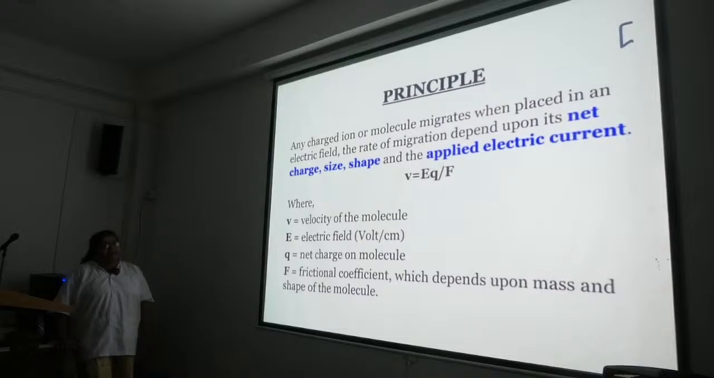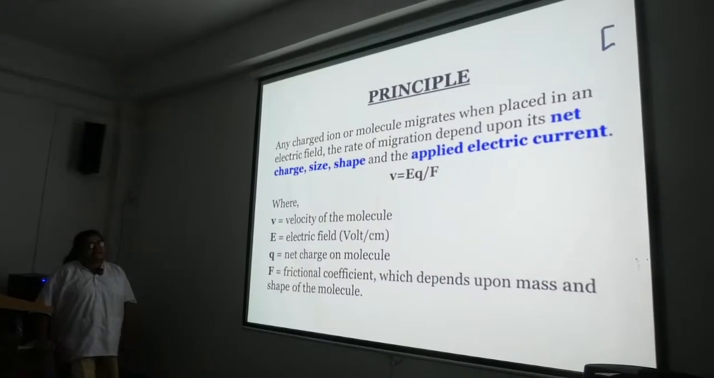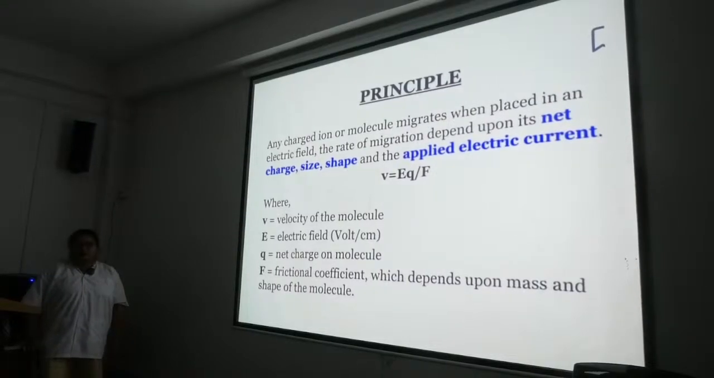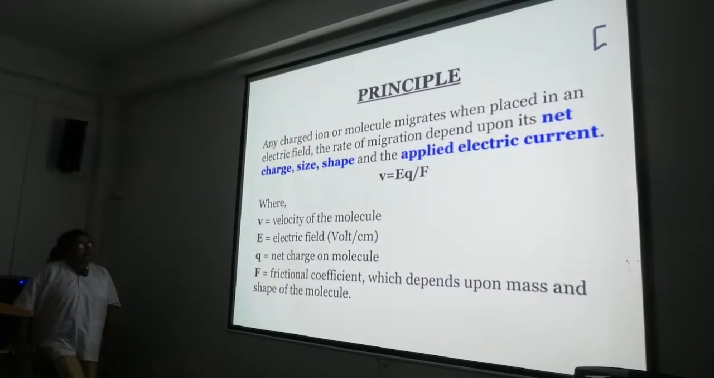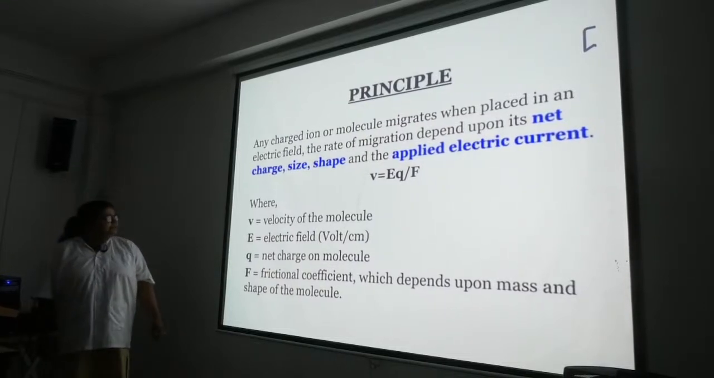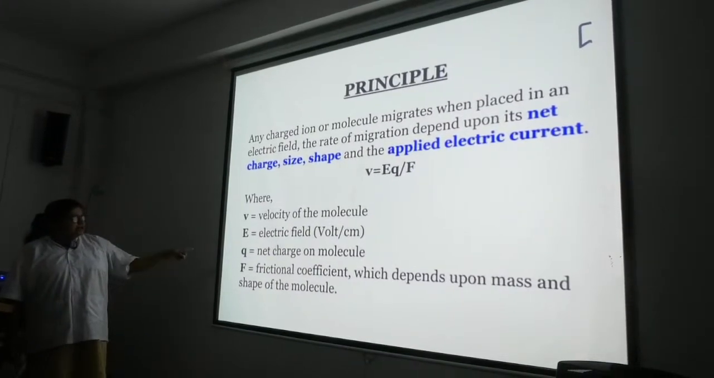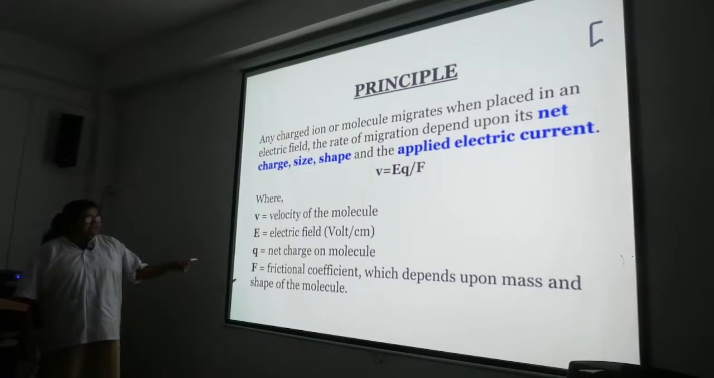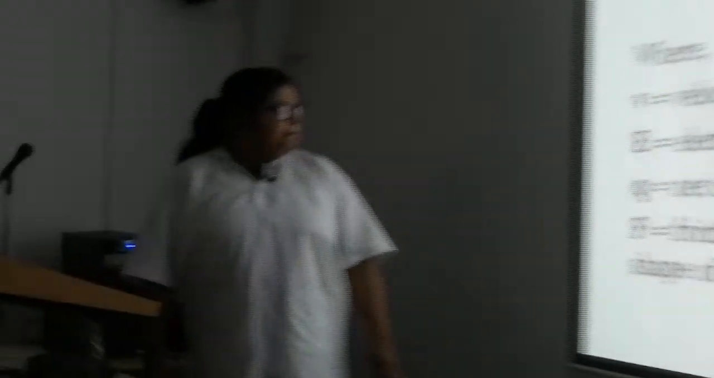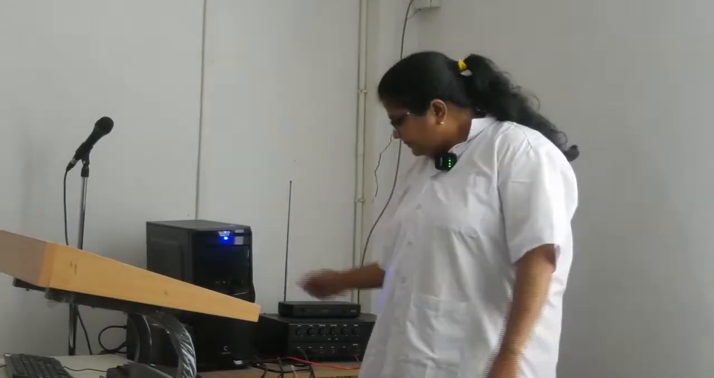The rate of migration depends upon the net charge, size, shape and the applied electric current. V equals EQ by F, where V is the velocity of the molecule, E is the electric field, Q is the net charge on the molecule, and F is the frictional coefficient, which depends upon the mass and shape of the molecule. The rate of migration of an ion in an electrical field depends on the net charge of the molecule, size, mass, shape of the particle, strength of the electrical field, properties of the supporting medium and the temperature of operation.